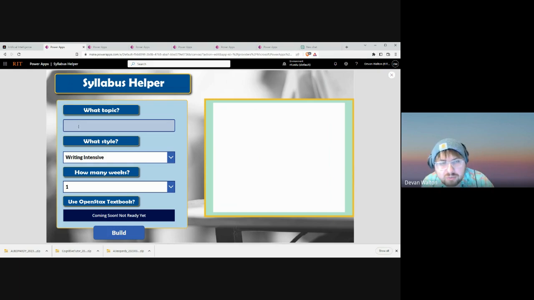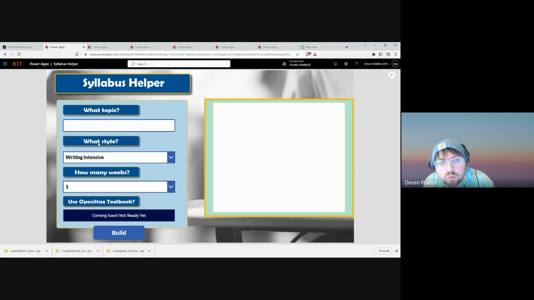You type in information into the tool, it sends that information out to the AI, and it delivers the response from the AI. So, with this syllabus helper tool, we are able to input information related to constructing a syllabus. There's three pieces of information that this interface collects from you: what topic you want, what style of course you want it to be, and how many weeks you want the course to be. With this information, it's able to give you a somewhat comprehensive syllabus.